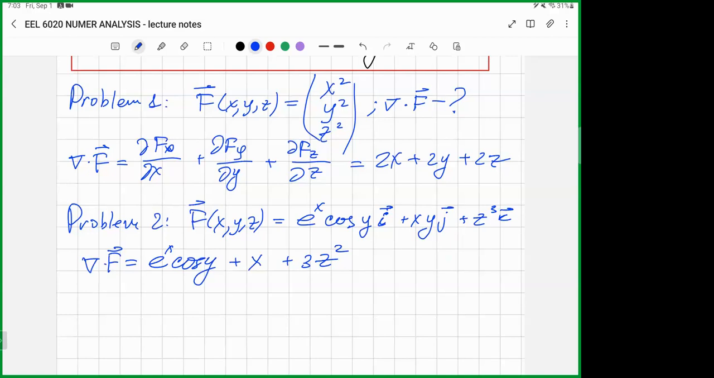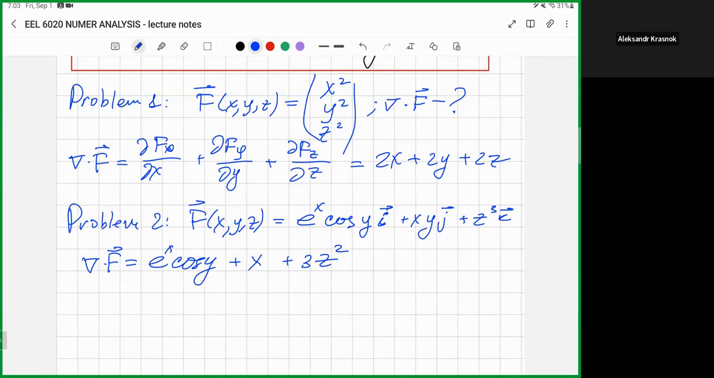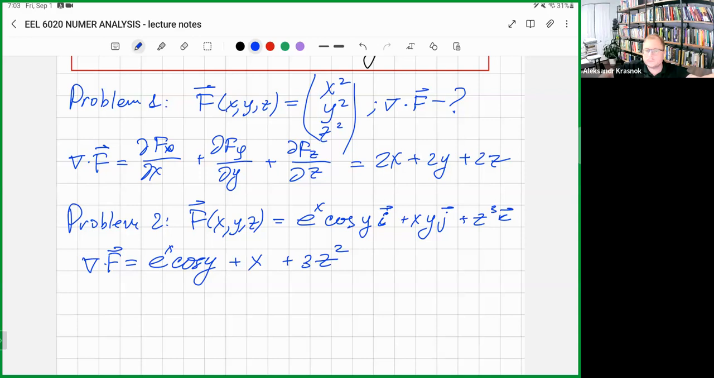So next time we will continue the discussion of the divergence and the flux of the field, and we will discuss the last operator, the curl. And I believe we will start the discussion of Maxwell equations. So this is it for this one. Let me stop the recording.